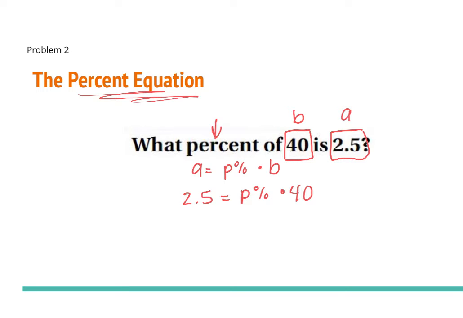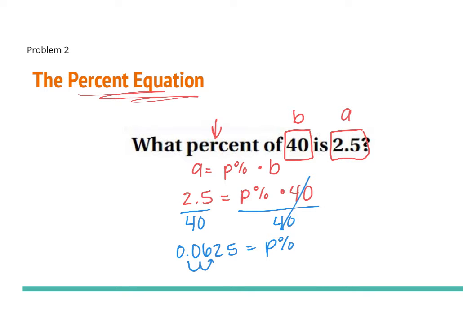All right, now in order to get P by itself, we do have to divide by 40, so let's divide by 40 to both sides. These will cancel. And on that left side, we're going to get 2.5 divided by 40, which will give us 0.0625 equals P%.